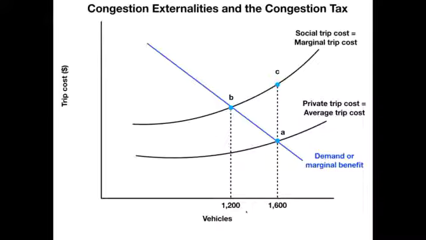So the question is, how do we get to what is the optimal level of vehicles on a road system? And one of the things that could be imposed is a congestion tax. So I want you to realize, how do we get the congestion tax? It is the area, all right, at the socially optimal level.